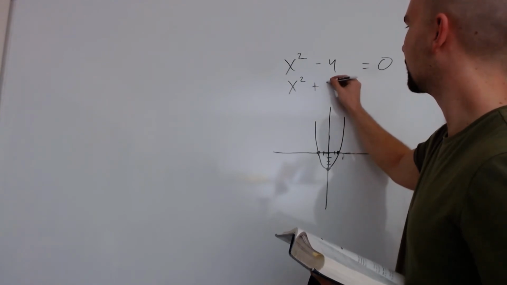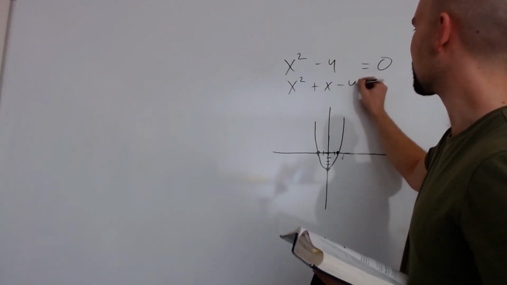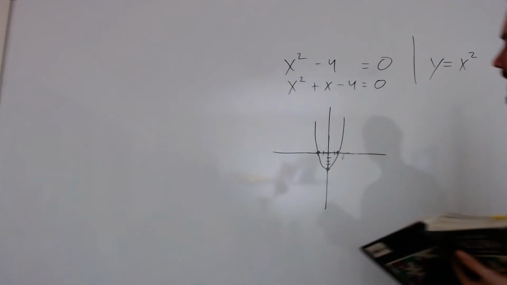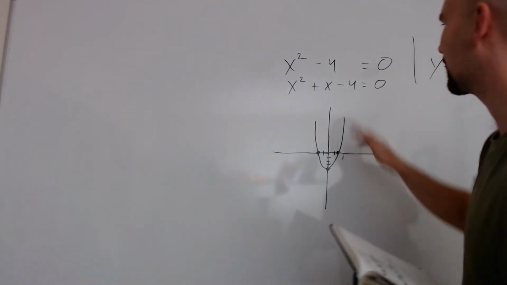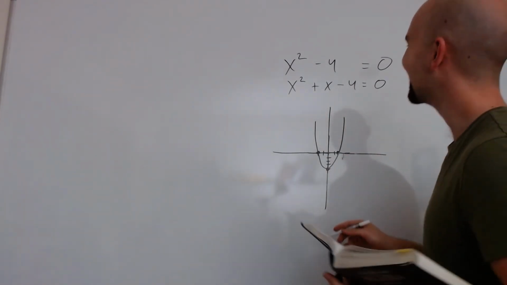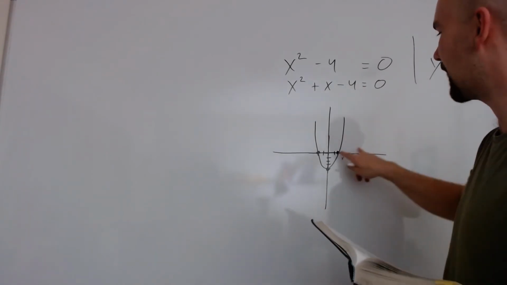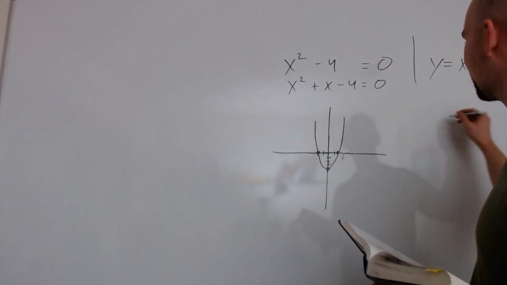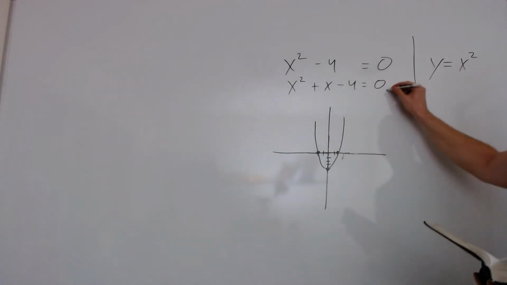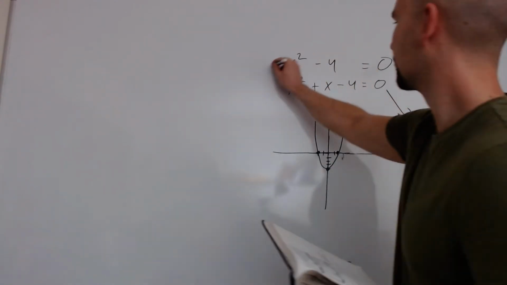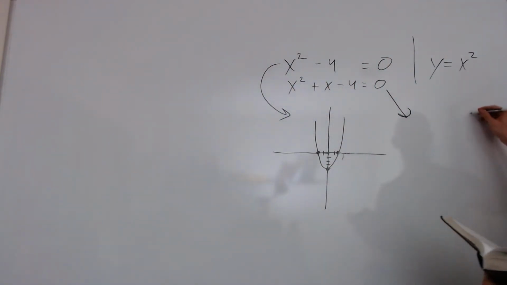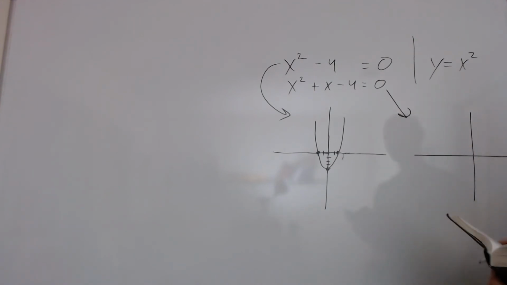plus x minus 4 equals 0, what that's actually going to do, that plus x, fun fact, you don't need to know this, that's going to shift the entire parabola one space to the left. So this second one is going to look like this. Everything's the same, except it's shifted left 1.